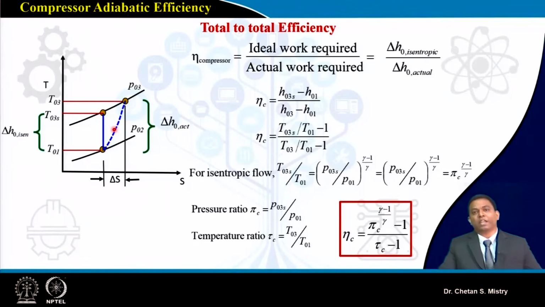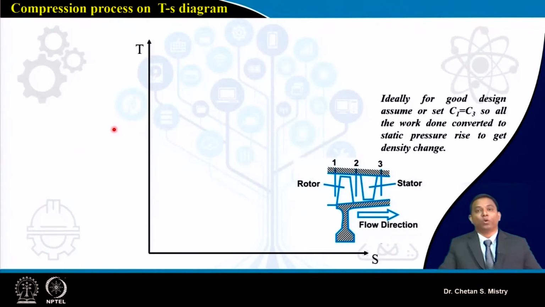Let's try to understand what is happening when we say we are having a stage. Here, as we have discussed, I have my rotor and stator. My entry condition I call station 1, the exit condition from the rotor is station 2, and the exit of my stator I call station 3. I will have air sucked from the atmosphere, having pressure P1 and temperature T1.